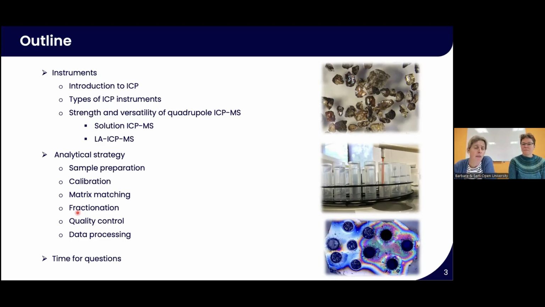So we're going to start by looking at the instruments themselves. We're going to introduce ICP, the inductively coupled plasma, to you. And then we're going to think about some of the different types of ICP instruments. So I guess the different back ends that we can stick onto the ICP front end of the instruments. And then we're going to think about the strength and versatility specifically of the quadrupole ICP-MS, because that's where our expertise lies.